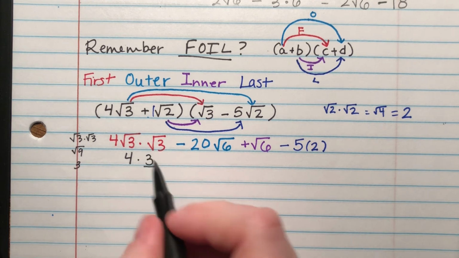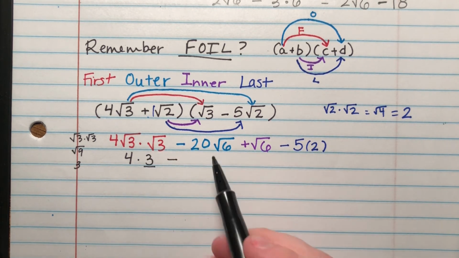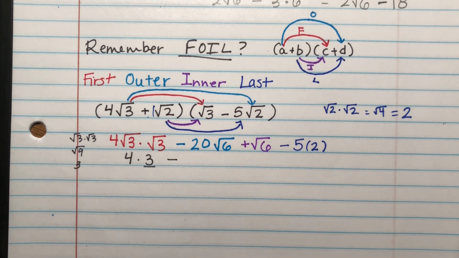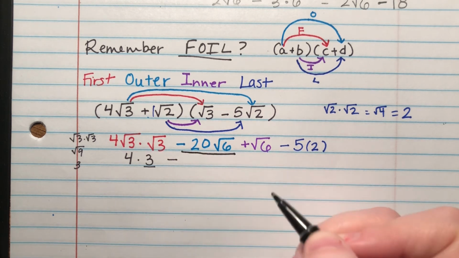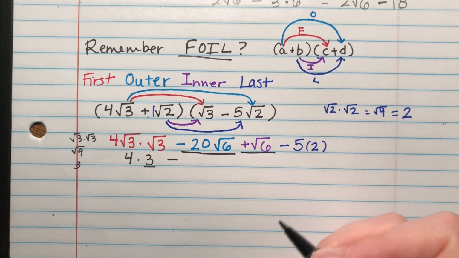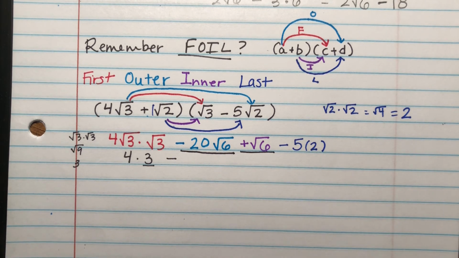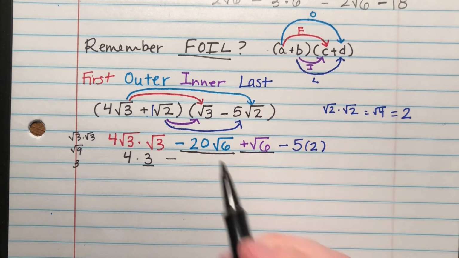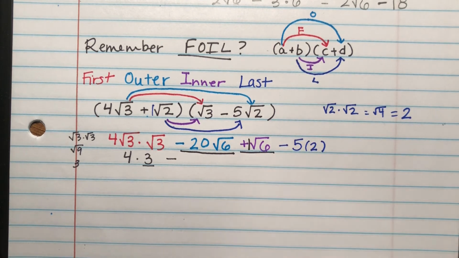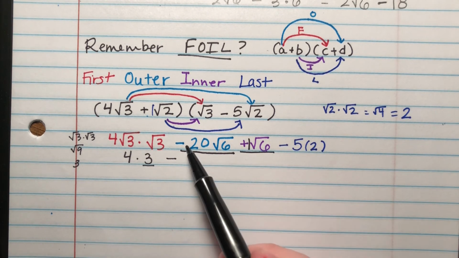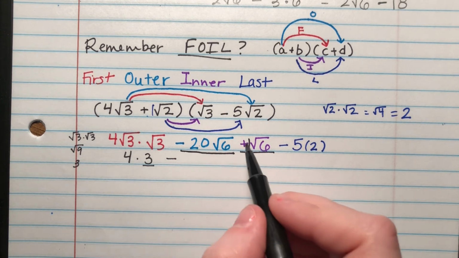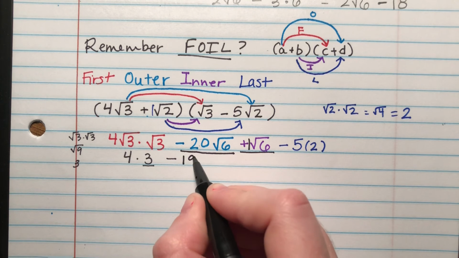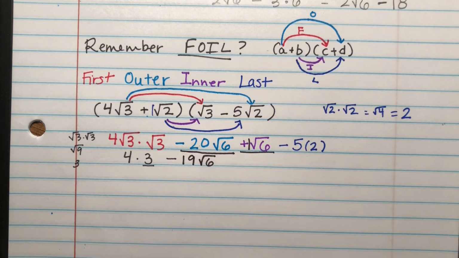So 4 times 3 minus, now here, I'm going to use some of the things I learned in our last lesson. I have minus 20 square root of 6, and then I have plus square root of 6. So remember when I said they act like variables? We can add these two because they have the same radical. Our coefficient's technically 1 here. So minus 20 square root of 6 plus 1 square root of 6. We don't change the radical, we do change our coefficient. So minus 20 plus 1 is going to give me minus 19 square root of 6.